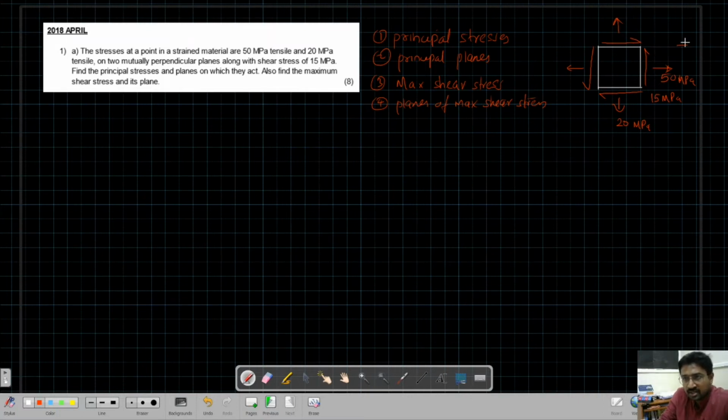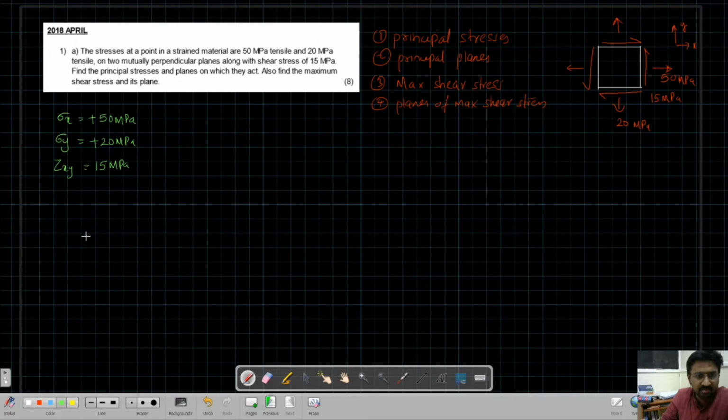Now I will assume this to be the x direction and this to be the y direction. What is given to us is sigma x, the stress in the x direction, which is plus 50 MPa, plus because it is tensile. Tensile stresses are assumed to be positive. Sigma y is plus 20 MPa and tau xy is 15 MPa. Tau is also given as plus, so we don't have to worry about the shear stress sign. Now we want to find principal stresses, principal planes, maximum shear stress, and planes of maximum shear stress.